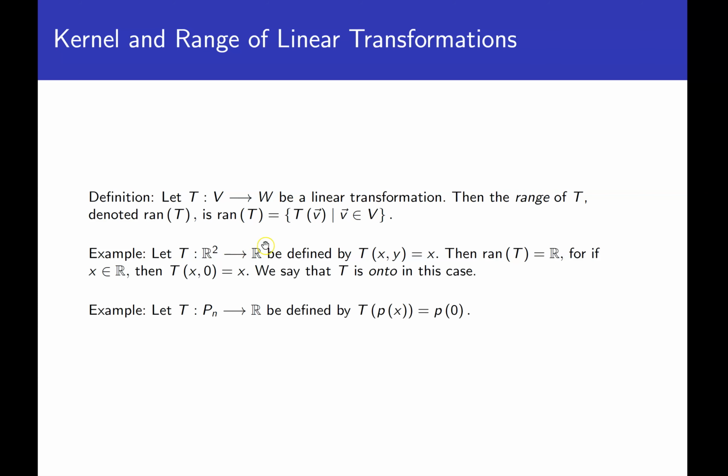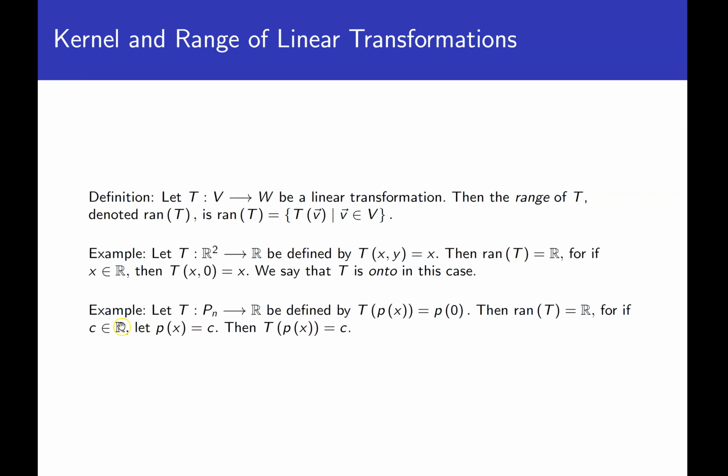In this case, since our range was equal to our codomain, we say that T is onto, because everything in R has an input that yields that output. So no matter what I pick in the reals, I can find something in R2 that maps to that particular number. All right, same idea here. This transformation, well, I think the range here again is all of R, because notice that one of the subsets of Pn are the constant polynomials.